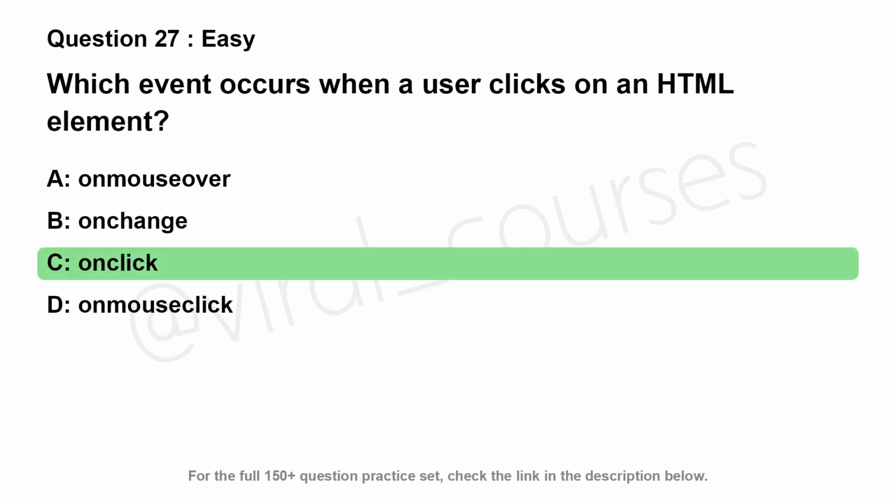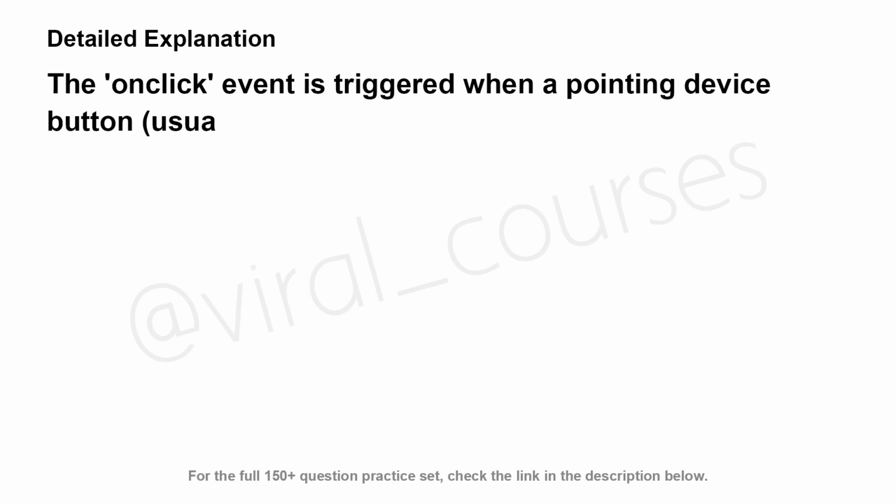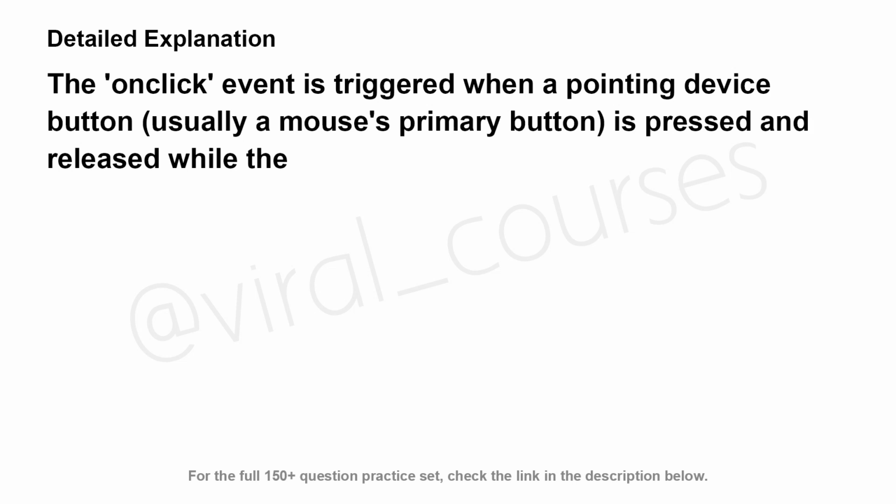The correct answer is C. The onclick event is triggered when a pointing device button, usually a mouse's primary button, is pressed and released while the pointer is located inside the element.